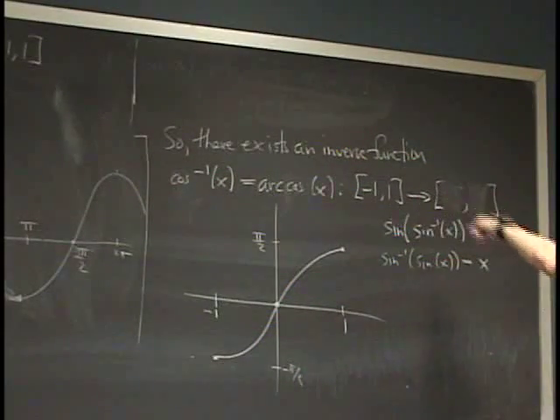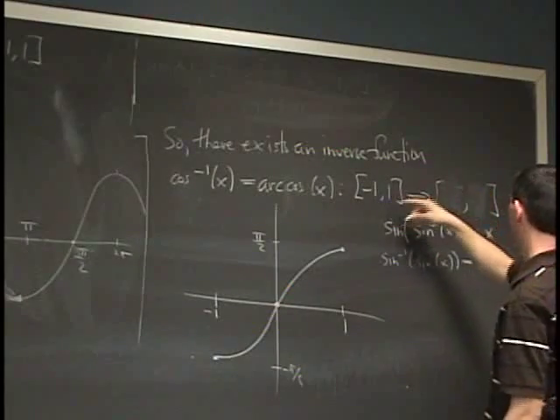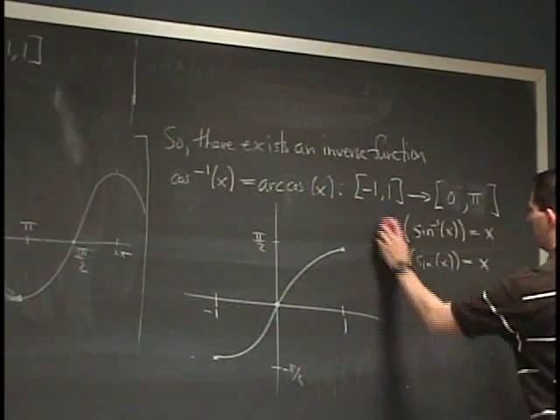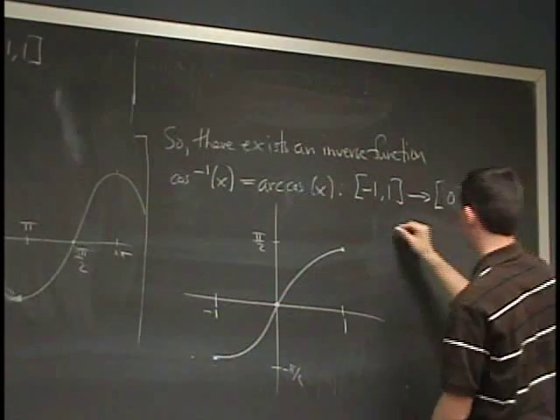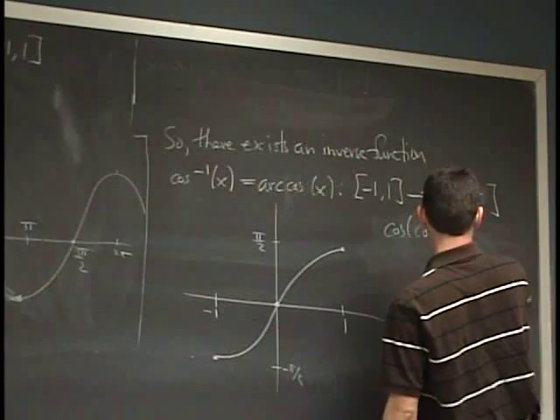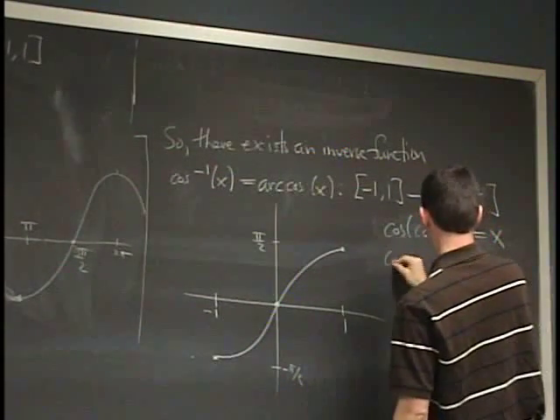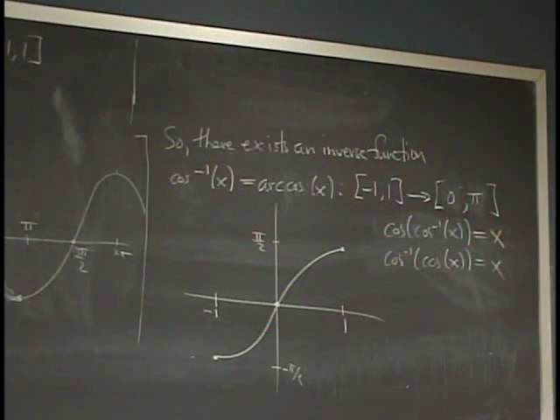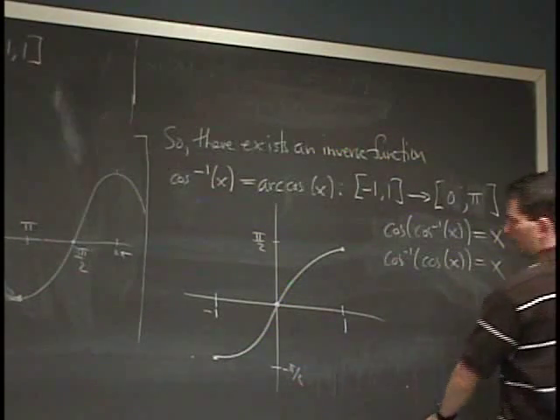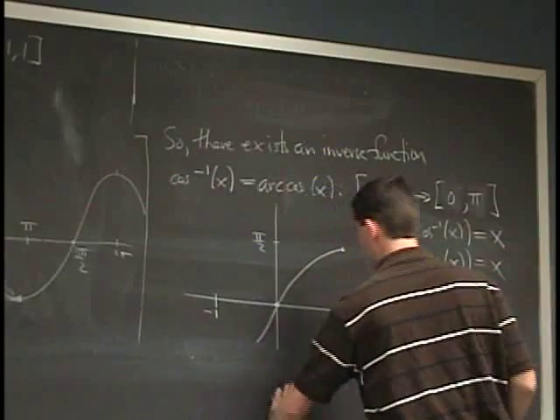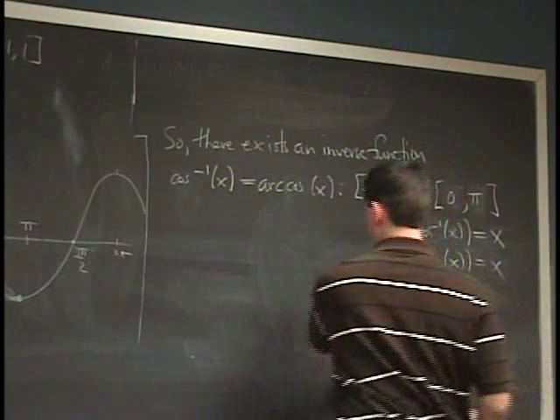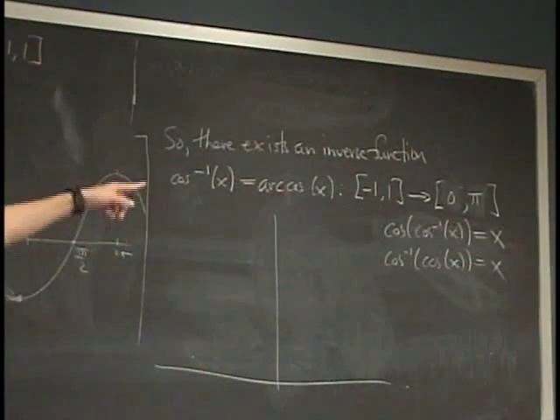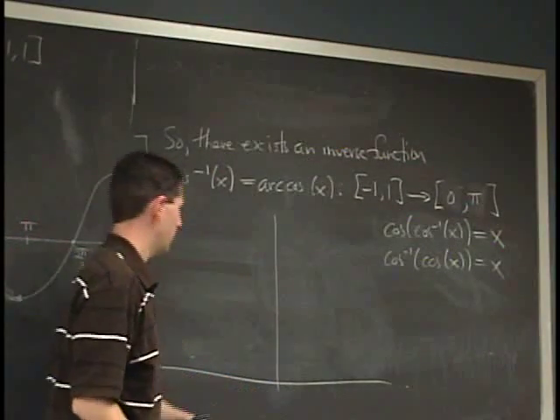Instead of being a function from minus 1, 1 to pi over 2, minus pi over 2, it goes from minus 1, 1 to 0, pi. And then all these formulas with sine turn into cosines. Okay, now this picture's wrong. So since the range is going to be between 0 and pi, you know it's not going to go down here below 0.